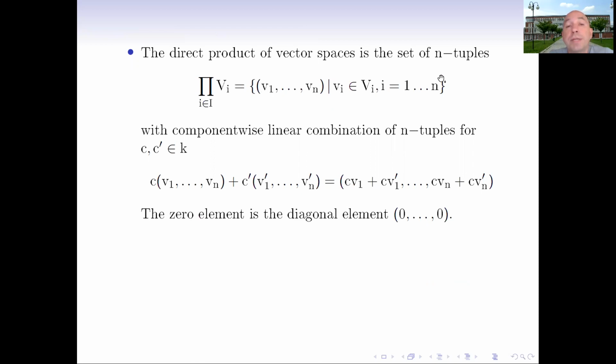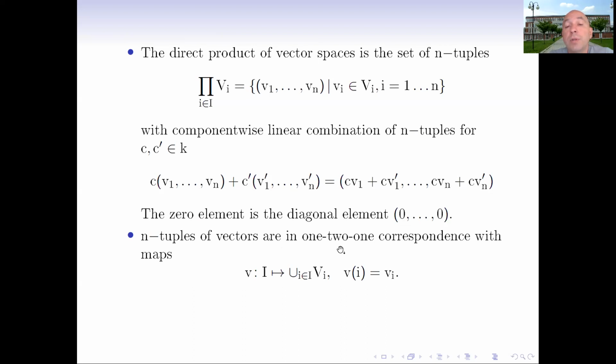The direct product of vector spaces, under the same condition, is also the set of n-tuples of vectors (v_1, and so on, v_n), where v_i belongs to V_i for all i from 1 to n, with component-wise linear combination of n-tuples, as written here. So c(v_1, and so on, v_n) plus c'(v_1', and so on, v_n') is (c v_1 plus c' v_1', and so on, c v_n plus c' v_n'), this for all components. And the zero element is the diagonal element where all components are zeros.